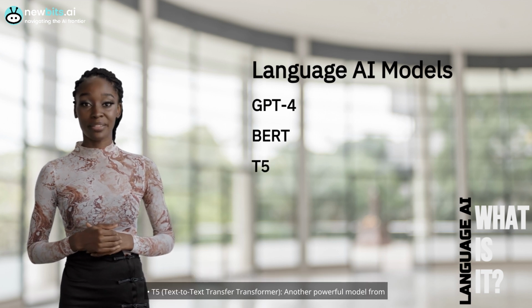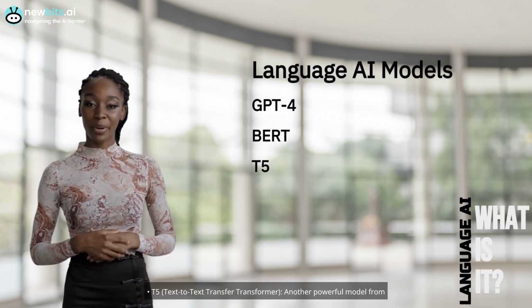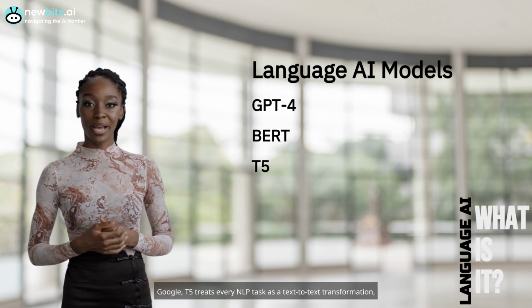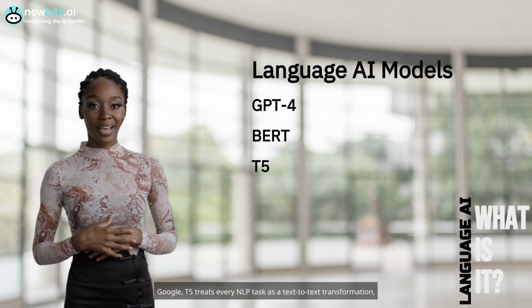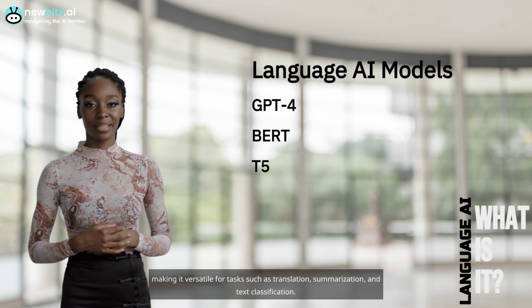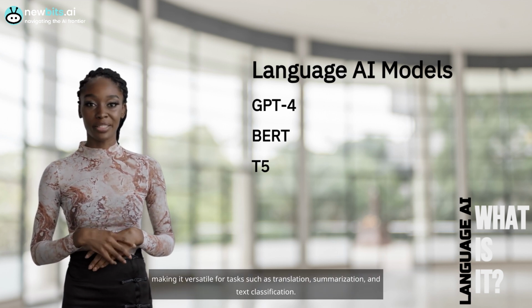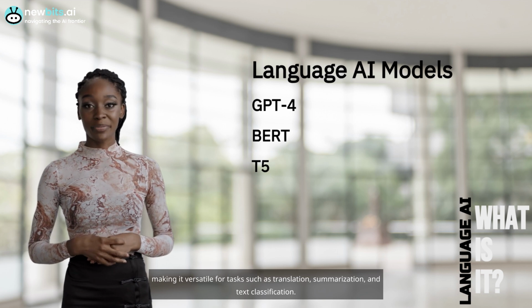T5, text-to-text transfer transformer. Another powerful model from Google, T5 treats every NLP task as a text-to-text transformation, making it versatile for tasks such as translation, summarization, and text classification.